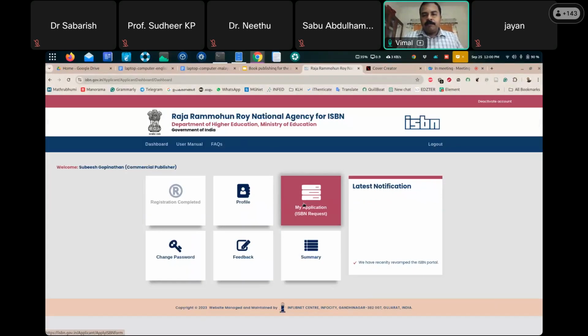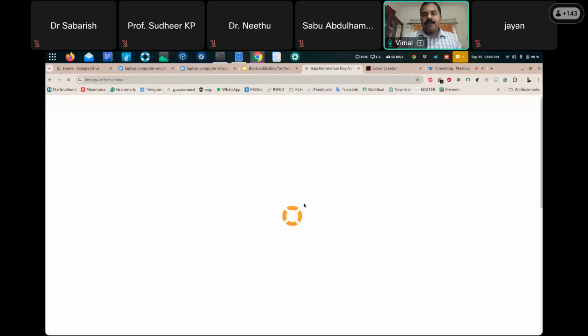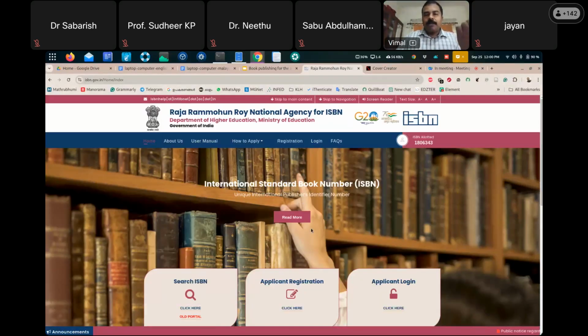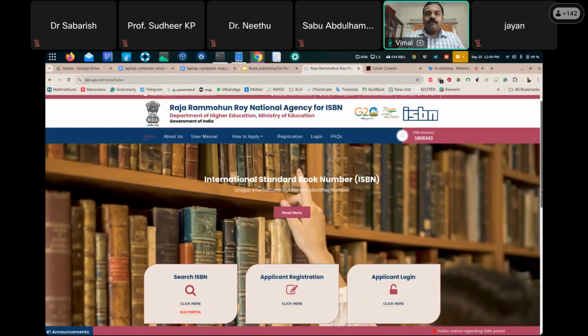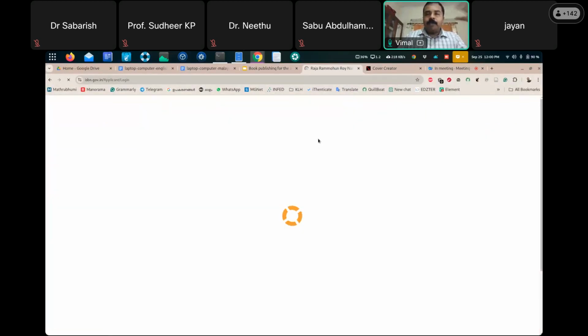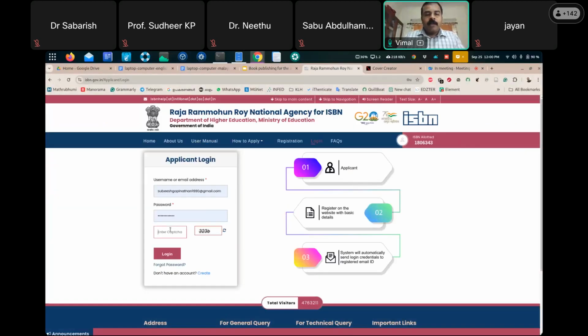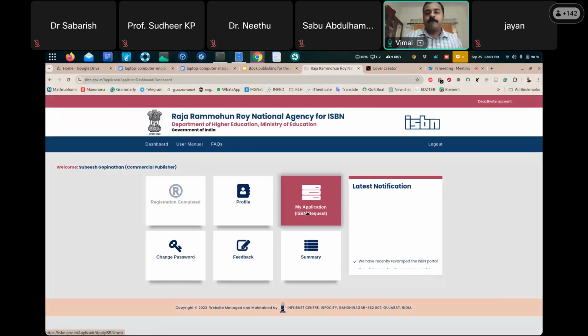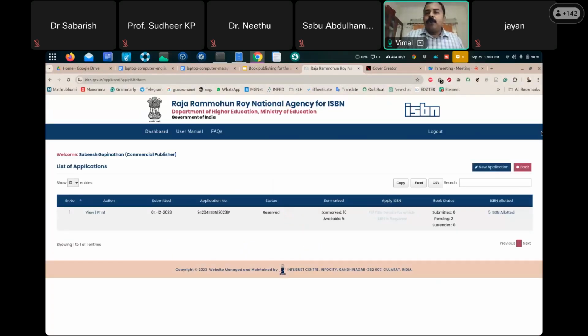We can apply there. An author or institution or publisher can apply for the account. Suppose a college or a university or research center can apply for the account. The head of the institution can apply directly for the account. After creating the account, we can apply for an ISBN number by uploading minimum details of the book. Within 2 days, they will give you the ISBN number.